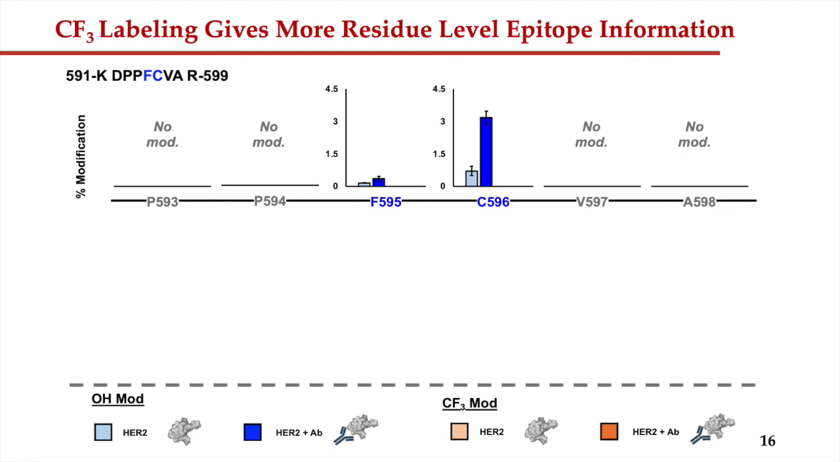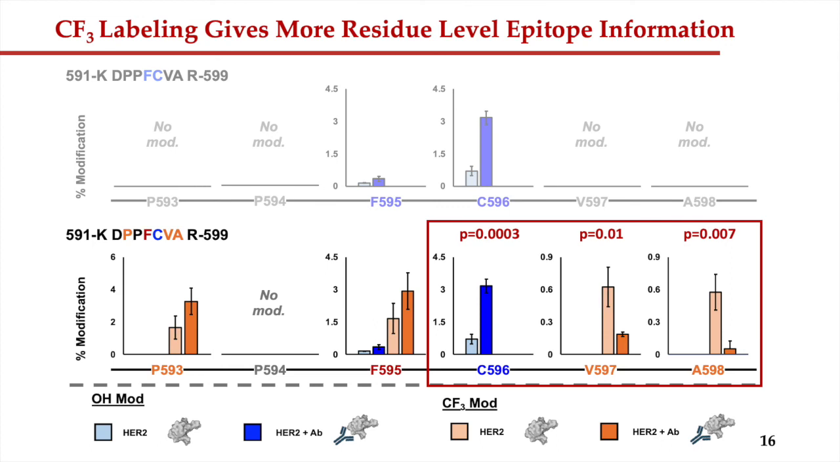We looked at our other epitope peptide and observed a very similar situation, where we only labeled 2 residues on that peptide with OH alone. And when we add our CF3 reagent, we are now able to label 5 different residues and monitor them in solution. And we saw in this case, the cysteine, valine, and alanine were significantly changed and may play a bigger role once again.